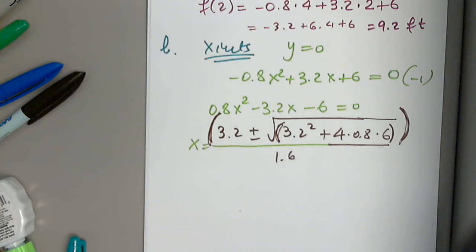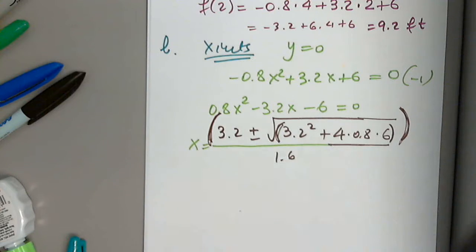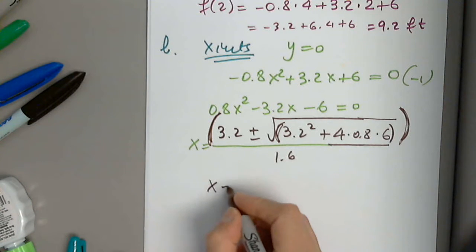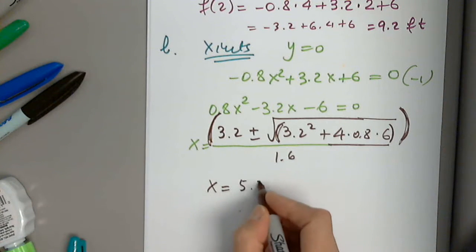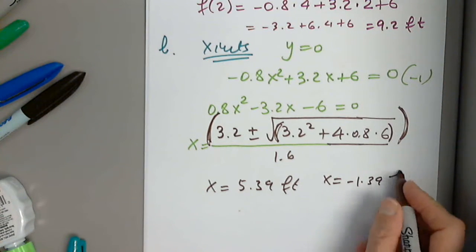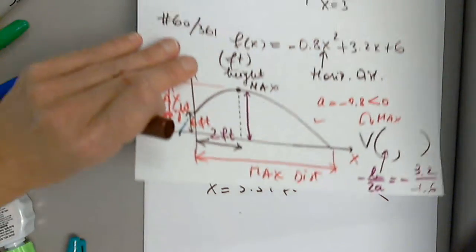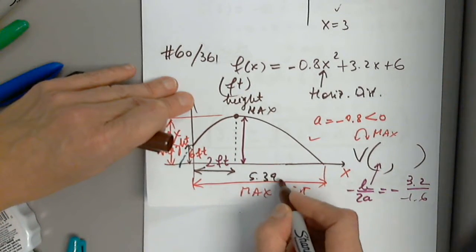So it's expected. This makes no sense, right? Because it's behind us, or behind me before I threw the ball up in the air. So the maximum distance is x equals 5.39 feet, and x equals negative 1.39 feet is not what we're looking for. So this distance is 5.39.